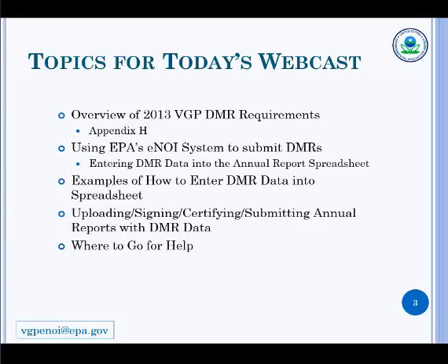For the webinar today, I'm going to first give a quick overview of the 2013 VGP DMR requirements, including a quick look at Appendix H of the permit, which is the paper copy of the annual report. I'll then give a really quick reminder of how to get into the ENOI system and get to the annual report page in that system. Then I'll talk about the DMR data required in the spreadsheet, and we'll walk through a few examples. After that, I'll remind you how to get the data uploaded, certified, and submitted to EPA.